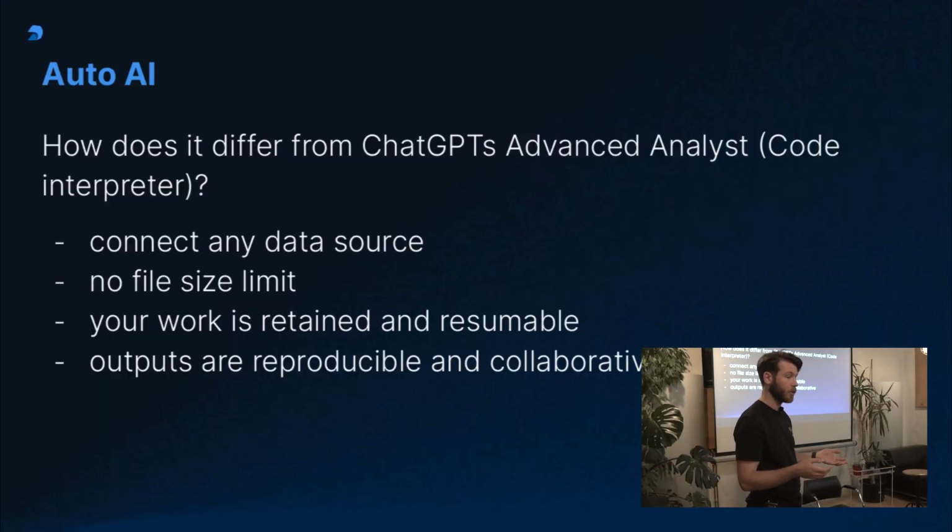With Auto AI, you can connect to any data source. I think in ChatGPT's Advanced Analyst, you can only upload a CSV file. I mean, good luck trying to connect a database. You just can't do that, at least not now. There is no file size limit. I'm not sure what the file size limit is now in ChatGPT, but I think it's like 30 megabytes, 100 megabytes. There is one. There isn't one in Deepnote with Auto AI.